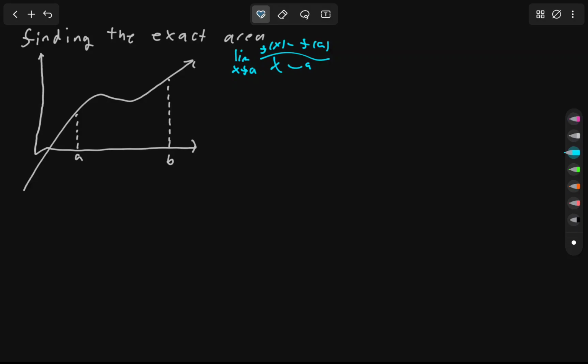Well, if we want an exact area under the curve, what if we make it so we have an infinite amount of rectangles? So what if we say the limit as n, the number of rectangles, approaches infinity of the sum from i equals 1 to n of f of x of i times the change in x. And what we will find is this expression right here will give us the exact area under the curve.